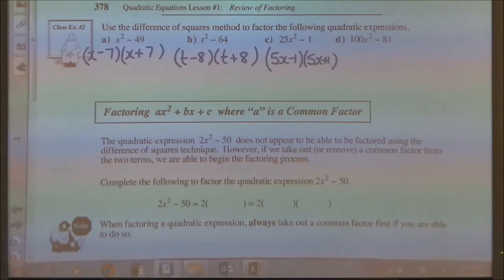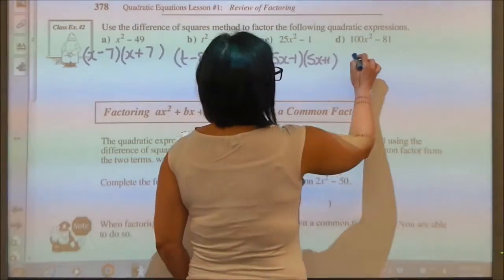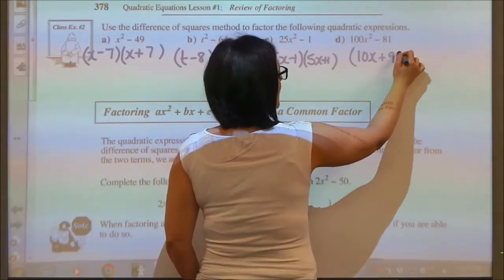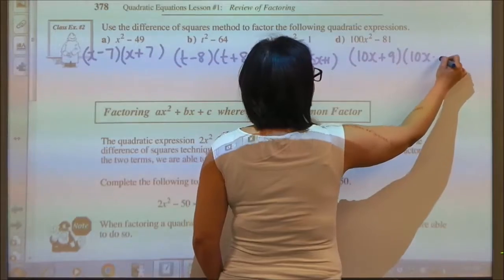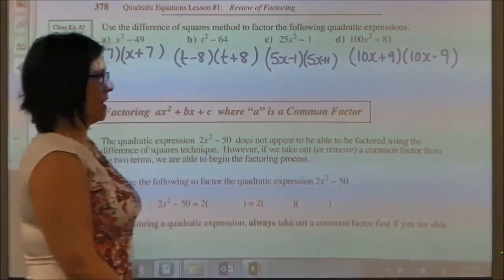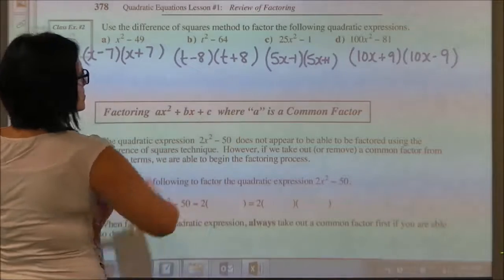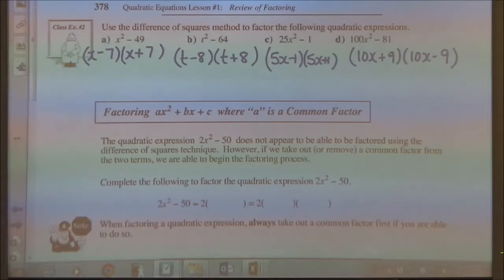And then in D, if I have numbers in both terms, again, you're just square rooting. So the square root of 100 becomes 10x plus 9 and 10x minus 9. It doesn't matter if you put plus 9 first or minus 9 first. If you notice in 3 of my examples, I have the minus first and then the plus. That doesn't matter as long as one's positive and one's negative.